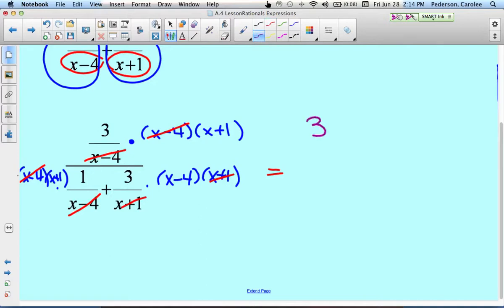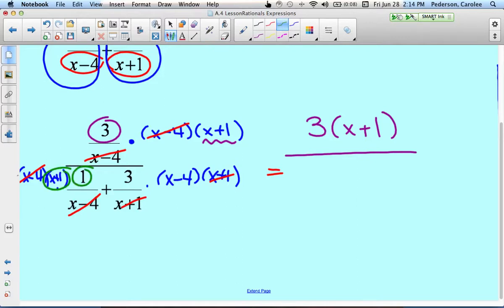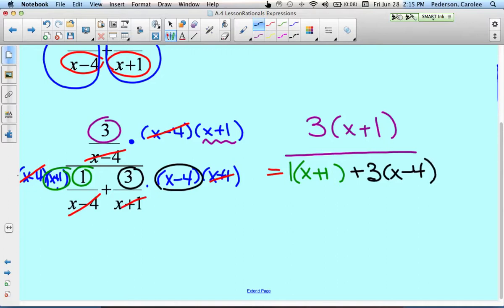So we have this 3, and then the x plus 1. Now in the denominator, we have x plus 1 times 1. Just going to put that 1 in front. And then I have plus 3 times x minus 4. Now let's do some more simplifying. So let's distribute there.